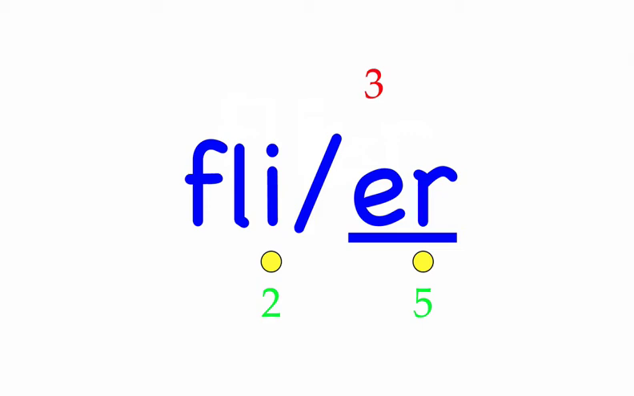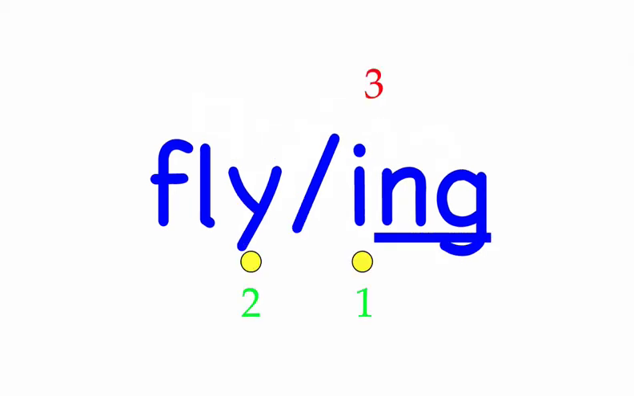Fly, flying. Fly has three sounds. F, L, I. Fly, mark the word. Flying. Two syllables, first syllable, three sounds. F, L, I. Ing, two sounds, I, ng. Flying. Mark the word. When you add ing, you do not change the Y to I.